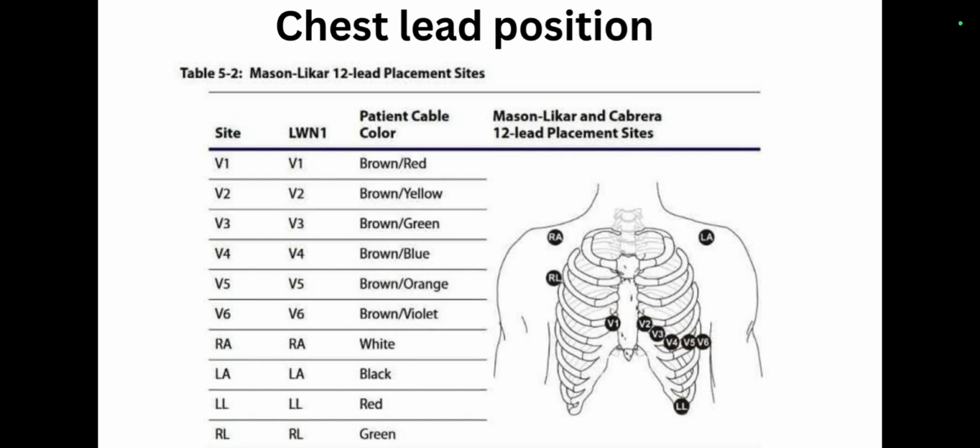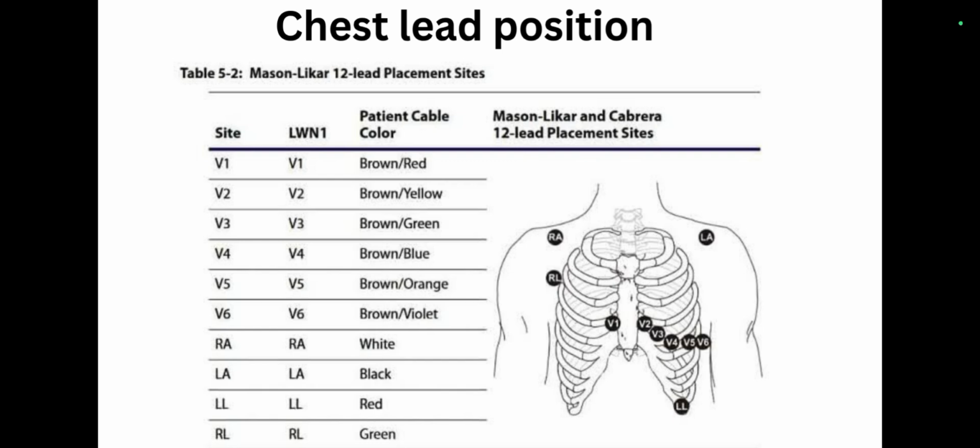Now, the chest lead positions on the heart. The chart gives the 12 lead placement with color coordination. V1 is placed in the fourth intercostal space at the right sternal border. V2 is placed in the fourth intercostal space at the left sternal border. V3 is equidistant between V2 and V4. V5 is placed in the fifth intercostal space in the mid clavicular line, and V6 is placed in the left mid axillary line. These are all the positions of the chest leads.